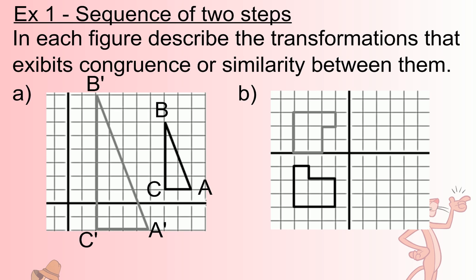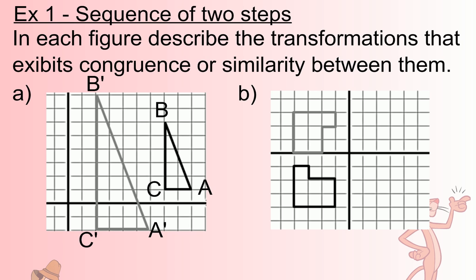In this first section, what it asks us to do is, in each figure, describe the transformations that exhibit congruence or similarity between them. Okay, so between these two figures, the A, B, C, and the A prime, B prime, C prime, we need to figure out what series of transformations took place. So there might have been two different transformations.